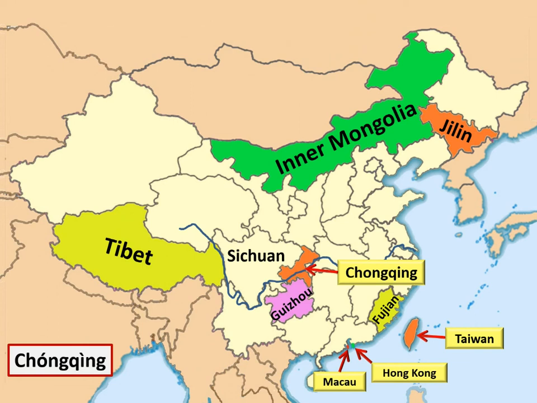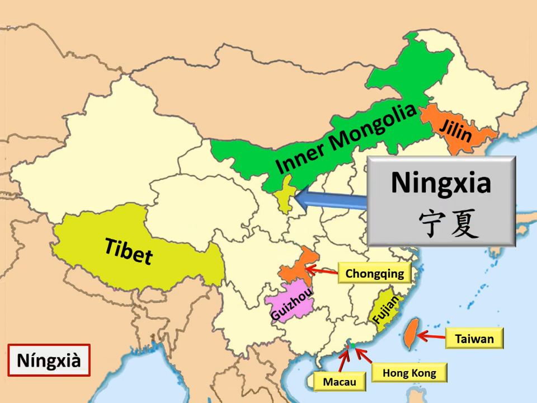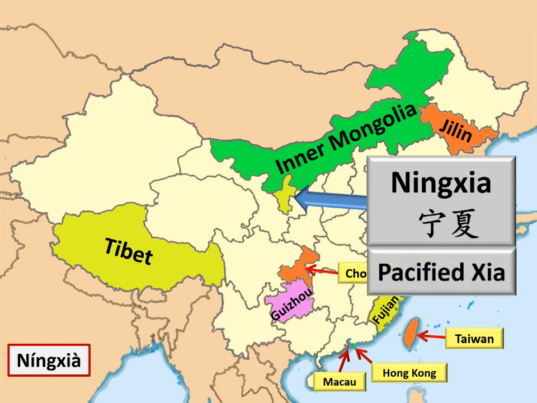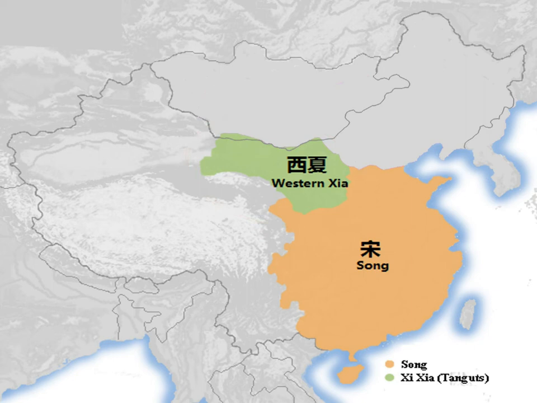Remember 重庆, the oversized municipality along the Yangtze River east of 四川. Heading north, we come to 宁夏 Autonomous Region. The name means pacified 夏. Xia refers to the Western Xia Empire in northwestern China, which lasted from the 11th century through the 13th century.